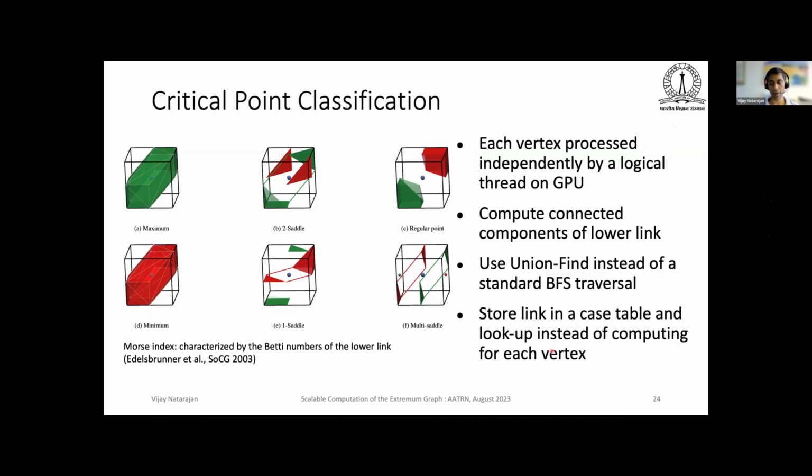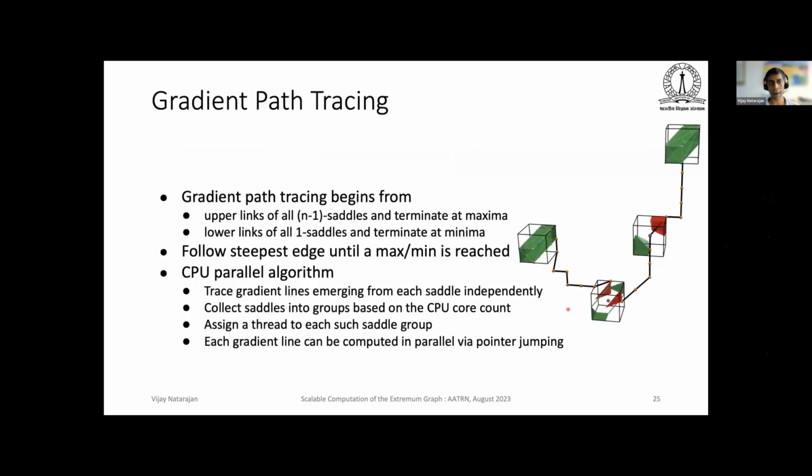Instead, a simple case table allows us to look up the link and quickly classify its vertices as belonging to the lower or upper link, and compute the number of connected components efficiently. So these ideas lead to a scalable implementation of the critical point classification step.